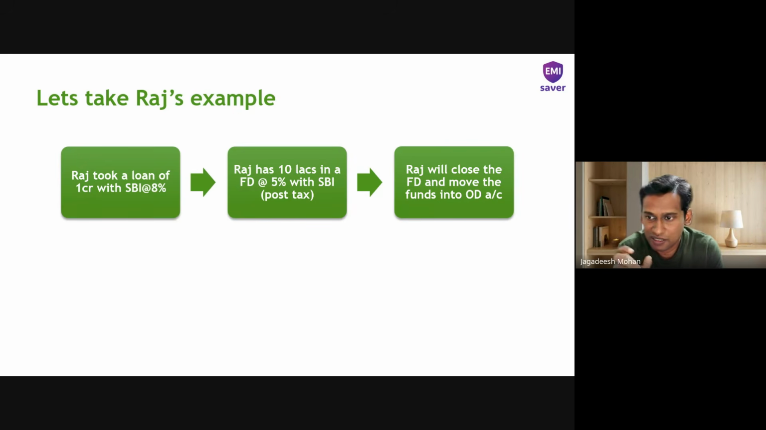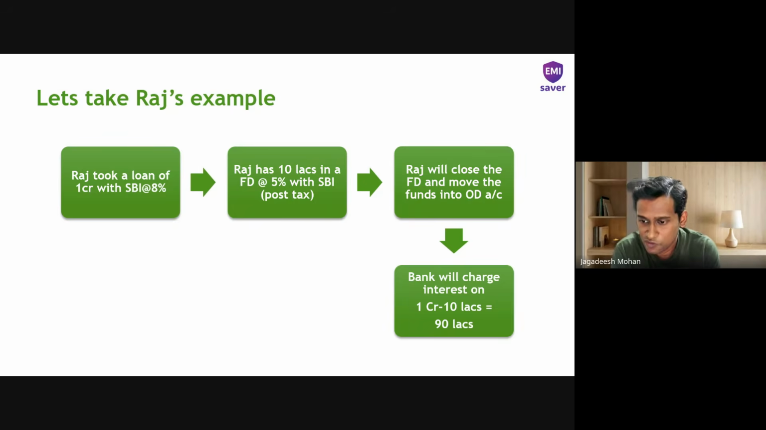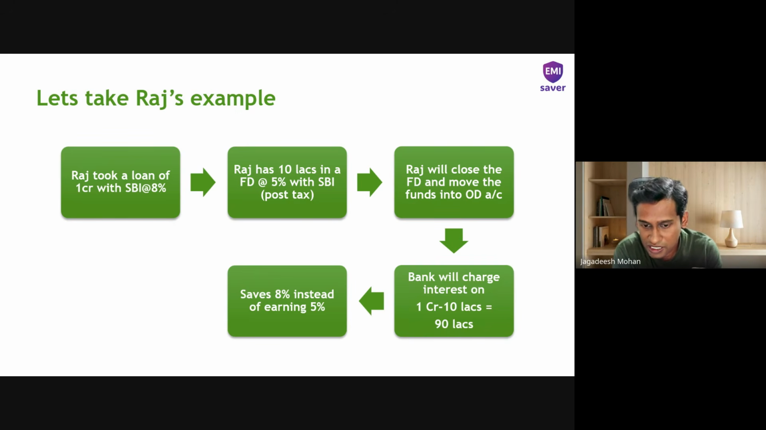What Raj has to do is close the FD and move the funds into an overdraft account. On a daily basis, the bank will charge him interest only on 1 crore minus 10 lakhs, which is 90 lakhs. Instead of charging him interest on the 1 crore, the bank will charge interest only on the net amount, which is 90 lakhs. So now he's saving 8% instead of earning 5%. If he had kept this money with SBI as an FD, he would have earned 5%. But if he keeps it in this OD account, he will earn 0%, but the bank will waive the 8% interest that is being charged to him.